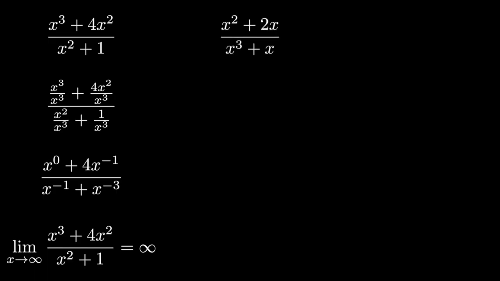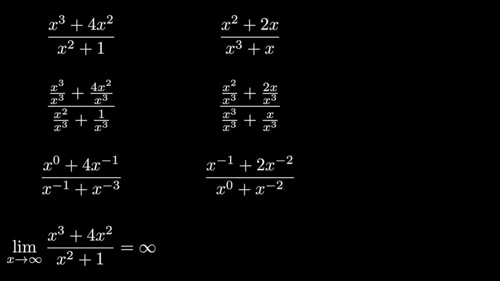We can take the function x squared plus 2x divided by x cubed plus x, where the highest power of x in the expression is still x cubed. After dividing the numerator and denominator by x cubed, we can see that the highest power of x in this expression is in the denominator, x to the power 0. So we can conclude that the limit of the function as x approaches infinity is 0.